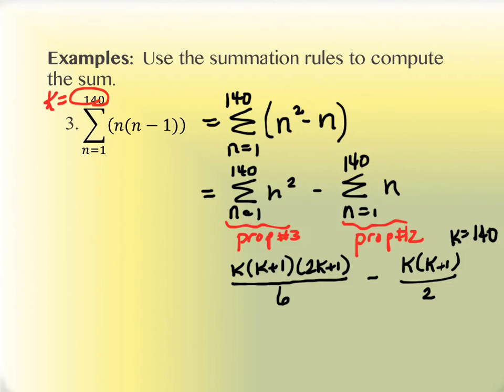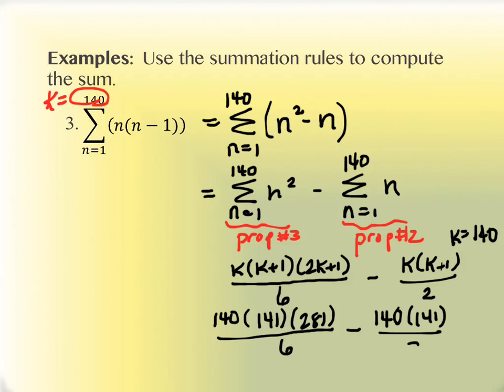All right, so we actually have 140 times 141. 140 times 2 is 280, and then plus the 1 is 281, right? So this is times 281, all over 6, minus 140 times 141 over 2. It might be easier for your calculator for you to do each of these separately and then subtract them. So find this value, find a number, find this value, find a number. You can do otherwise, but just in case you make an error. These numbers are kind of large this time.